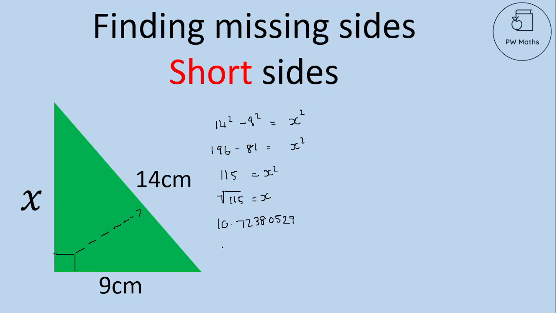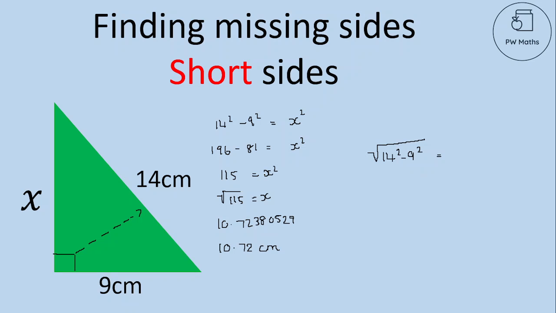Before we do anything else with it, again, I'm going to just write that to 2 places of decimal. If we wanted to use the shorter method, we could put the square root into our calculator at the very, very beginning: 14 squared minus 9 squared, and that will give you the same result.